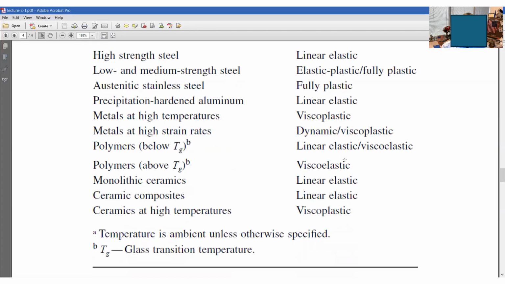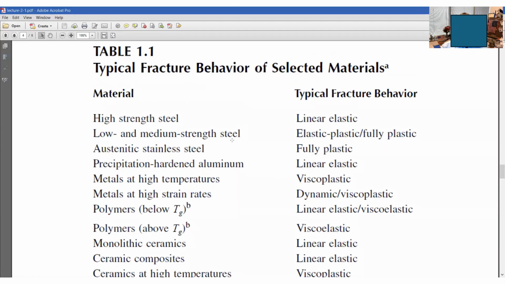And so for the ceramic composites, it is very brittle, so linear elastic. For the monolithic ceramics, we have linear elastic. For ceramics at high temperature, viscoplastic. So this table is very useful whenever you want to analyze a problem or material, and you can look at this table.